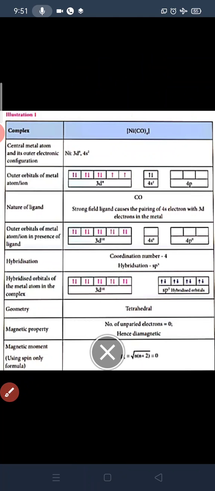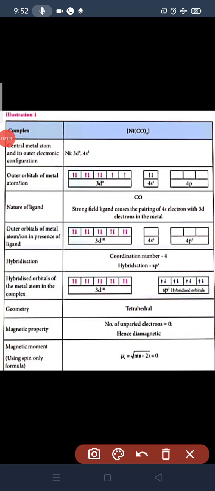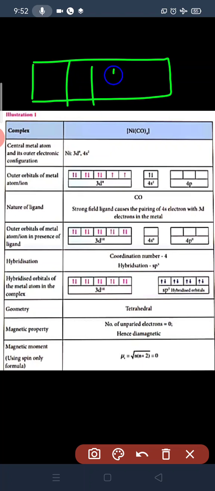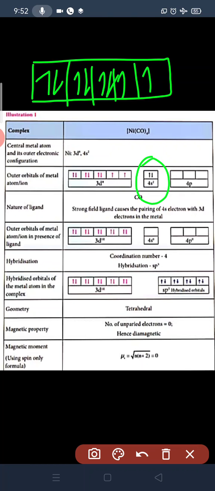Next step is you have to fill them in the orbitals. In 3d there are 8 electrons. See here in the second row, 3d8, 8 electrons are filled. You have to put the electrons based on Hund's rule. What is Hund's rule? Electrons do not start pairing until they are singly occupied. In the d orbital there are 5 orientations. First you put one electron each in 1, 2, 3, 4, 5, then you pair them 6, 7, 8, and then 4s2 has 2 electrons. So this is the second step.